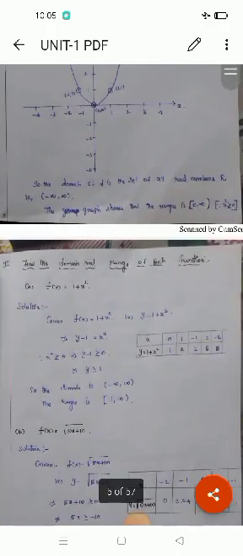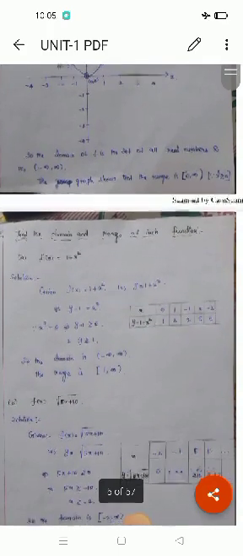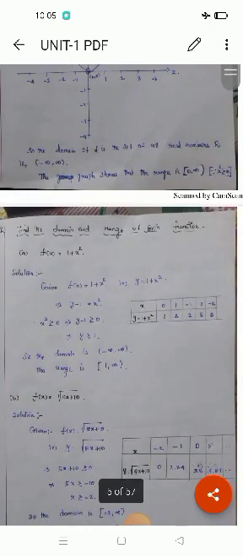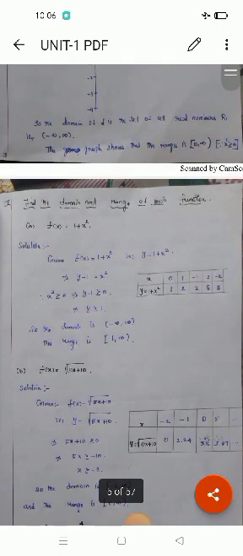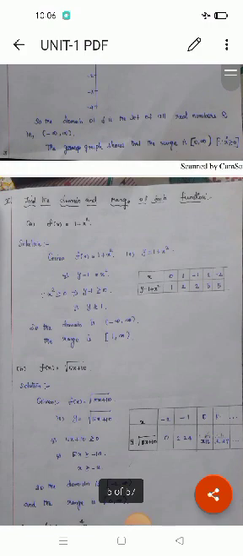The second problem: find the domain and range only. We do not draw a graph. So domain is the x value. Range is the y value. That is the concept. So what is the given problem? f of x equal to 1 plus x square. So we know f of x equal to y. So we can write y equal to 1 plus x square.